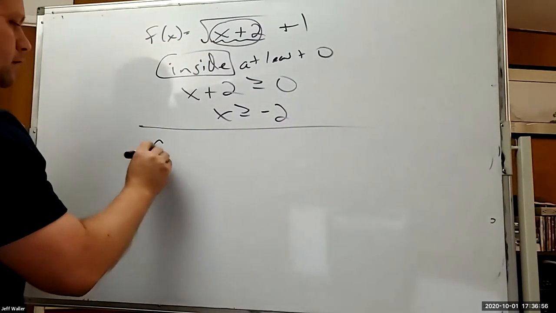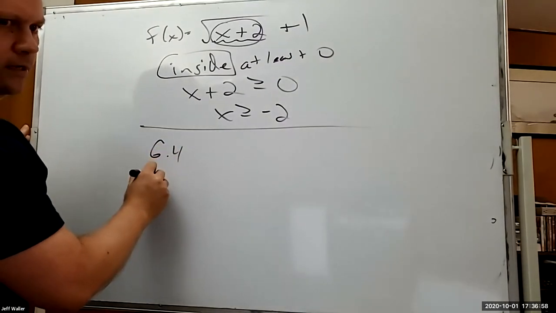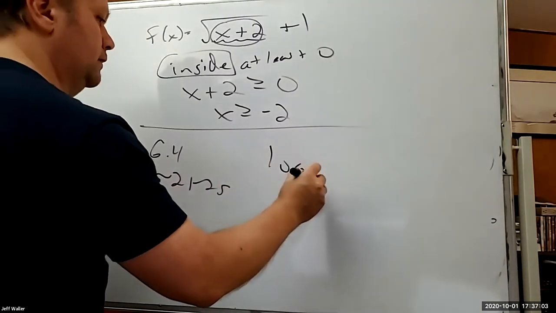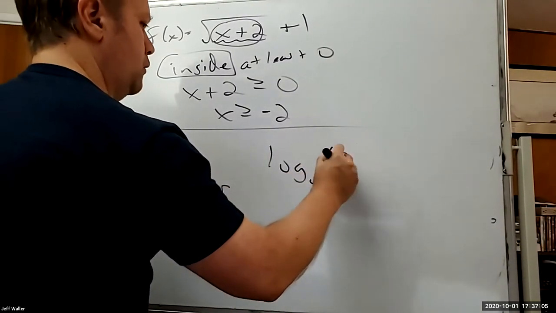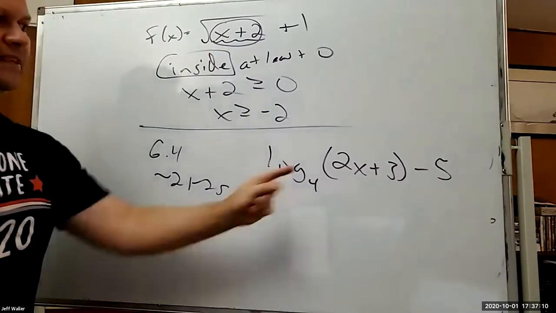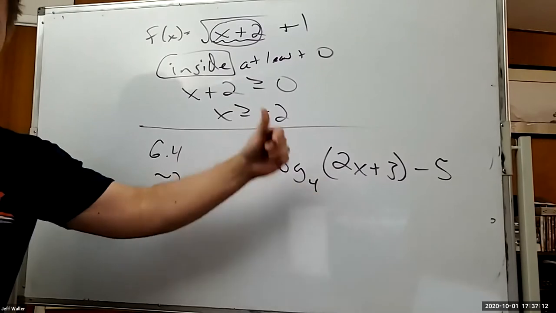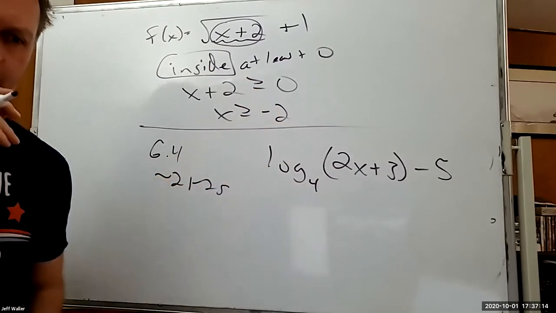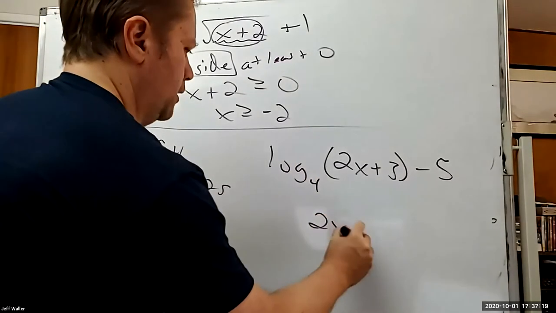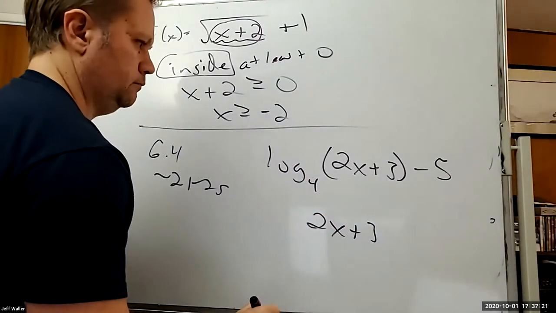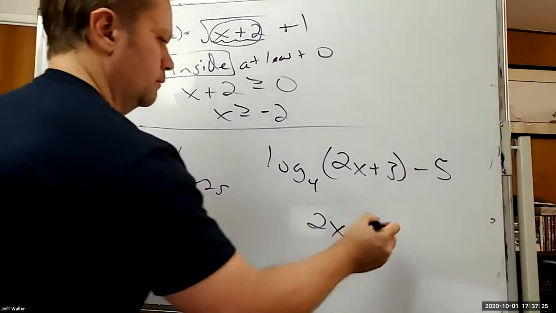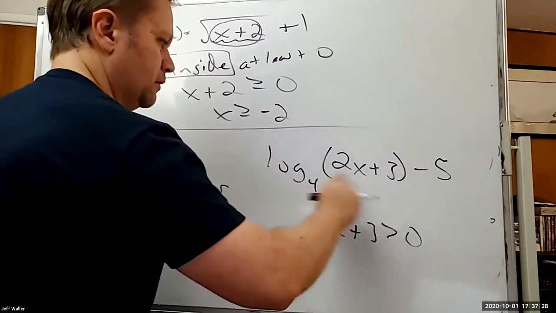So there's a problem in the homework. This is section 6.4, problems 21 through 25, and it says, find this function's domain. I'll just make one up. How do you find this domain, remembering what we just spoke about, and there's one little difference. 2x plus 3 has got to be what? Greater than 0. Yes, not equal to. Logs can't handle zeros.